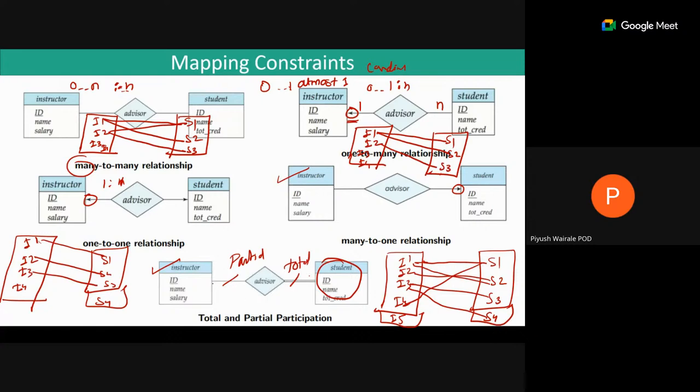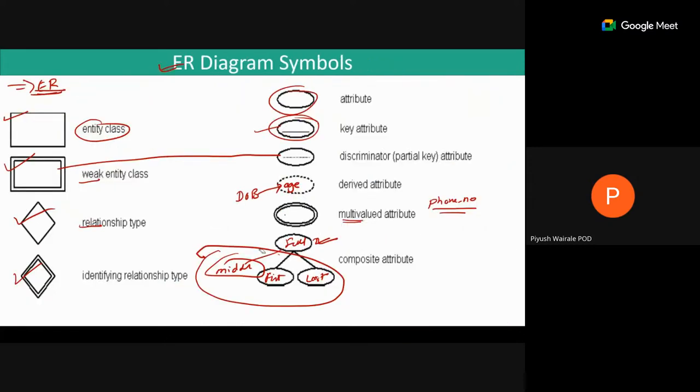Suppose if I draw one more line here, then there is total participation from this side also, right? Then every instructor also should have a student as an advisee, right? So I5 must have some student. Then in that case, I5 should have some student. That is the total participation. And this cardinality will go like this only, for many to many, one to many, like this only. Okay, any doubt till now, like mapping constraints and these ER diagram symbols? I will come to that, this particular example of identifying relationship.